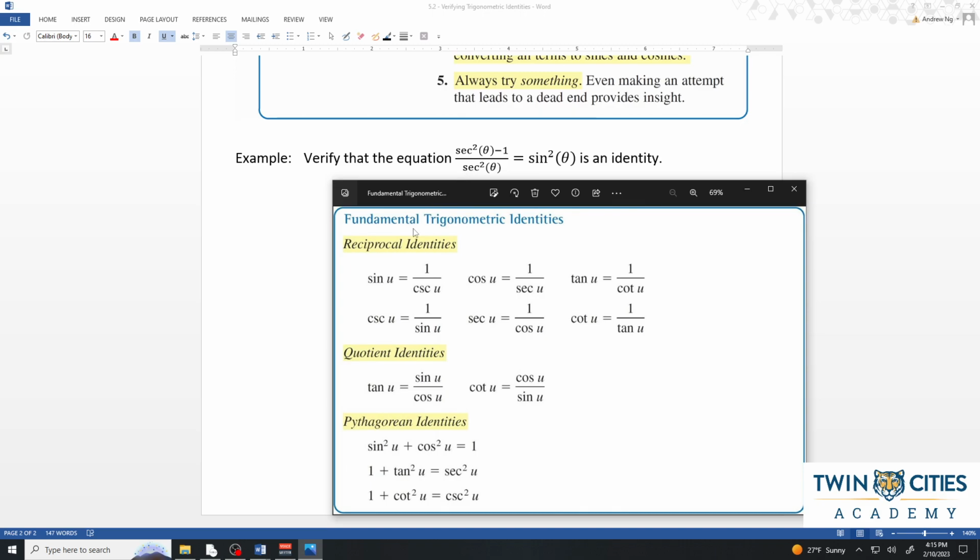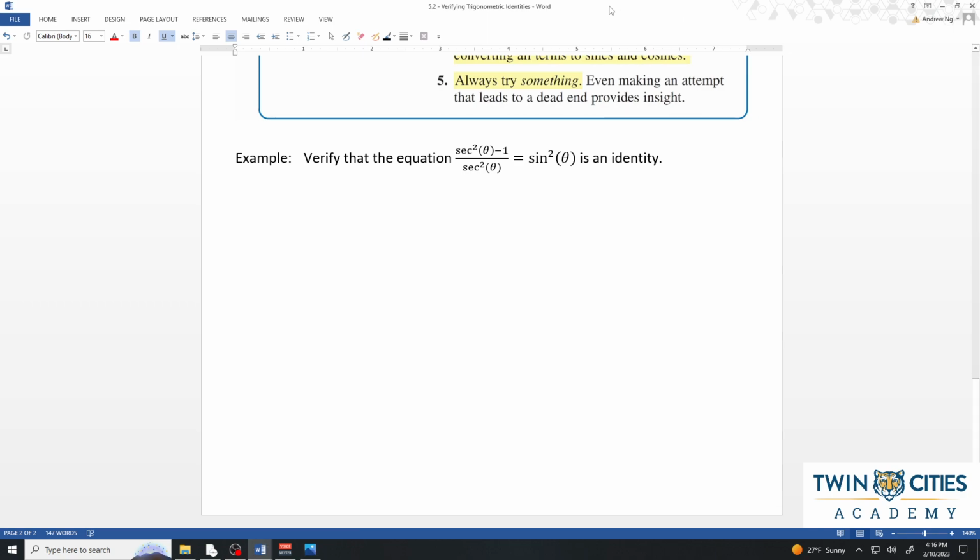I'm going to look for something with secant squared in it. Right here, I have a secant squared, and I've got a 1 in there as well. 1 plus tangent squared equals secant squared. Can I use this in some way? Because I've got both of those parts there. So let's just write that down. 1 plus tangent squared of theta is equal to secant squared of theta.